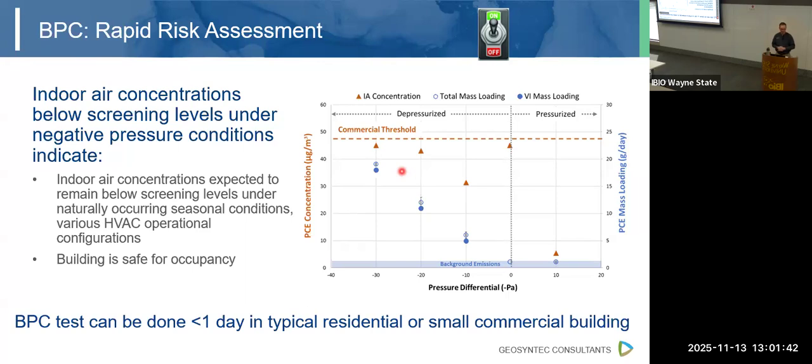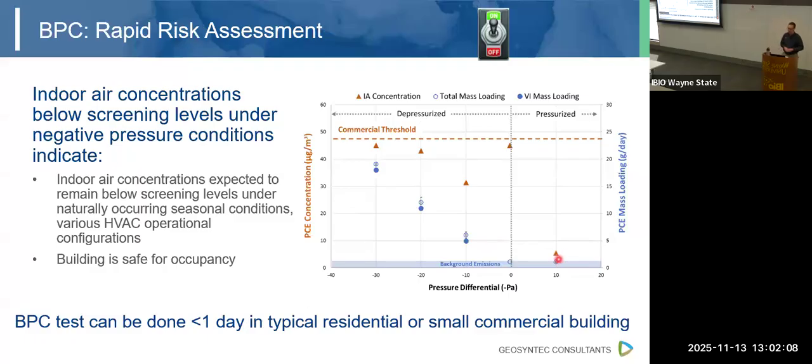The building is safe. On the flip side, when we pressurize this house, we still get measurable PCE concentrations in the indoor air, about 5 micrograms per cubic meter, which tells us that there is a background source that's contributing to the indoor air. I mean, vapor intrusion is still obviously a problem here because there's a difference between pressurized and depressurized, but there is a contribution.